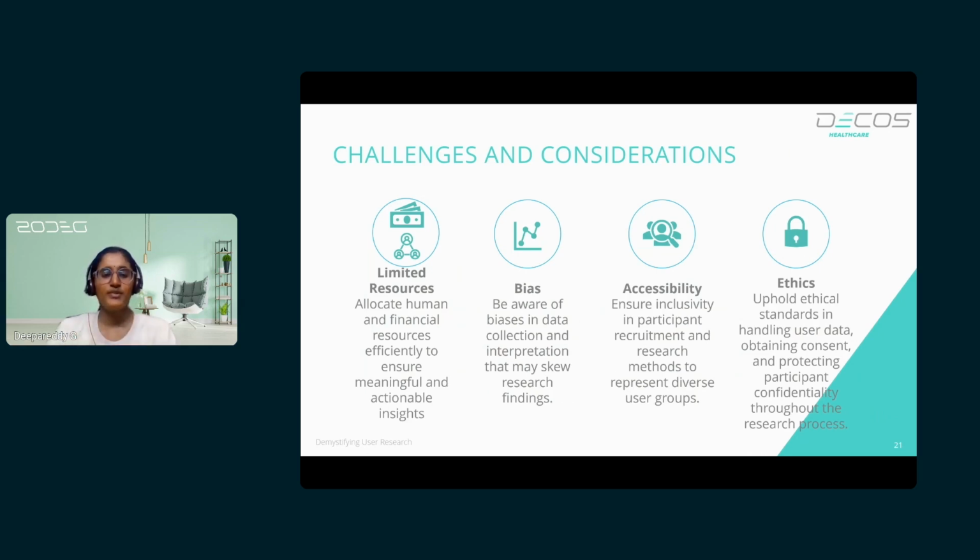By following these defined steps and addressing these challenges, user research can effectively inform and enhance the design process. This approach will lead to better products, products that better meet user needs, and it will provide a comprehensive understanding of user experiences.